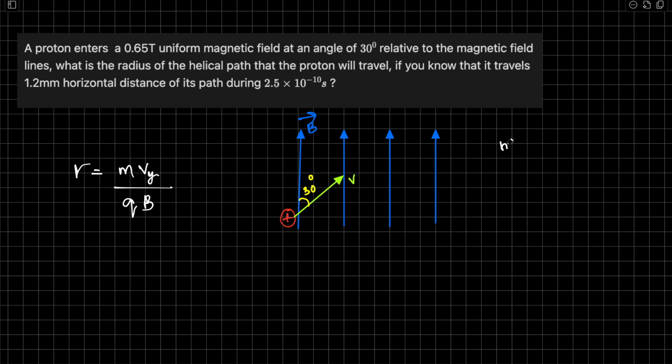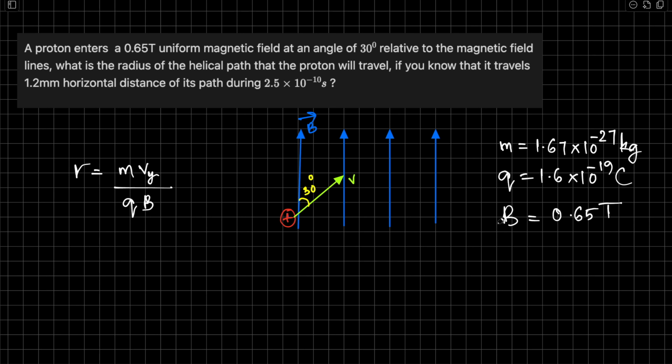The mass of the proton m is 1.67 times 10 to the power minus 27 kilograms. The proton is the charged particle, so q equals 1.6 times 10 to the power minus 19 coulombs. The magnetic field B is 0.65 Tesla. It's a uniform magnetic field. What about the velocity? We need to find the velocity vy.